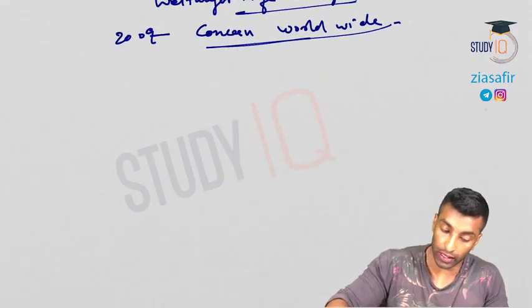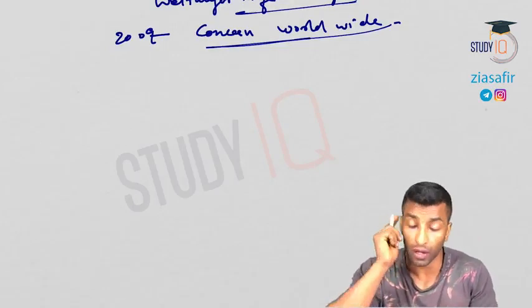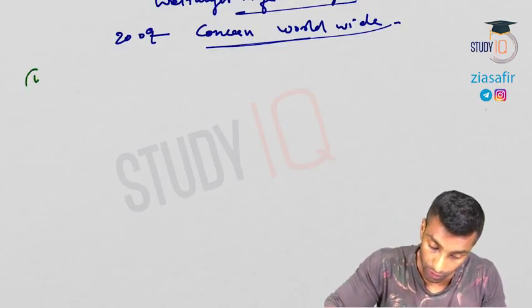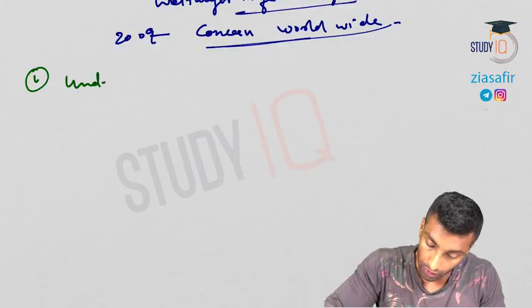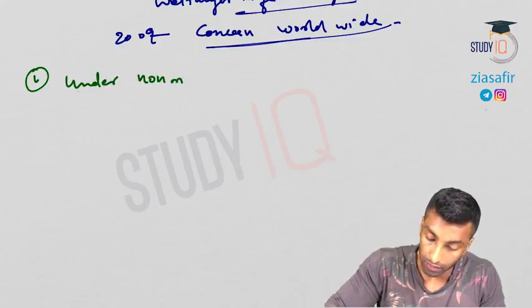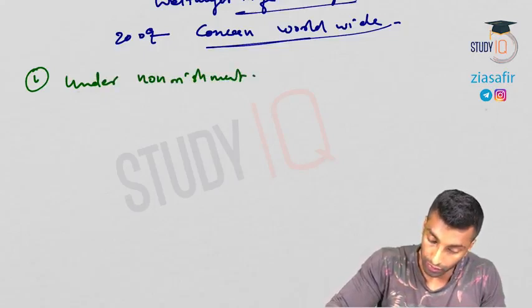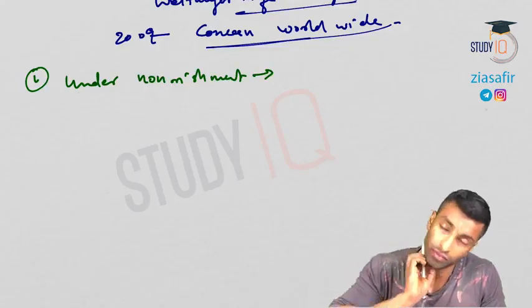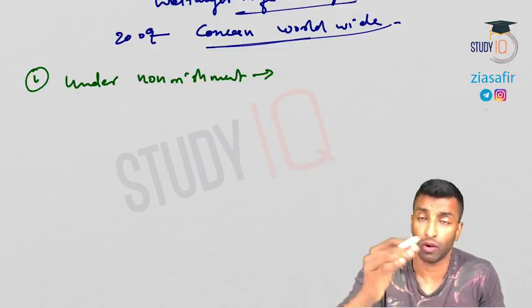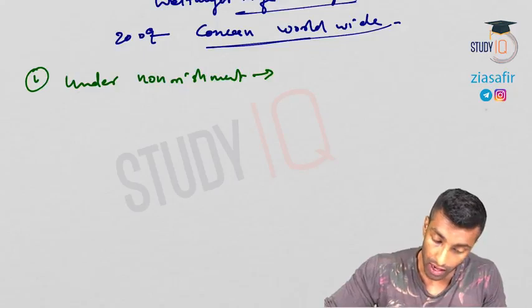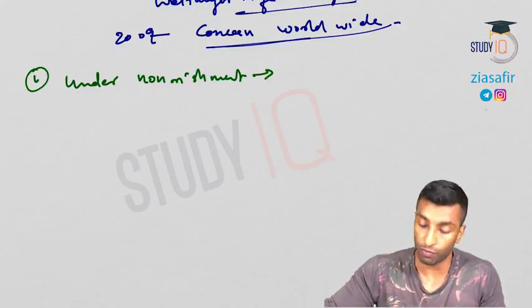Concern Worldwide also gets associated with it, and it is based on 4 components. So let's try to understand the 4 components. 1, undernourishment. That means the proportion of population, or the proportion of undernourished people as a percentage of population.